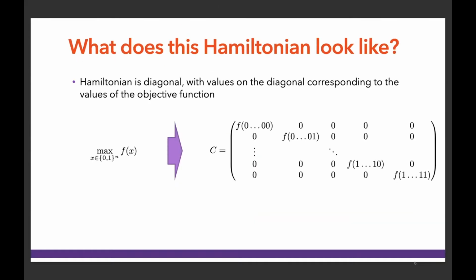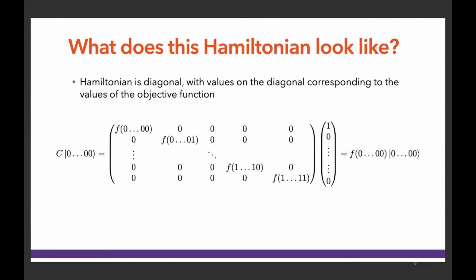Now, what does this Hamiltonian we're trying to prepare look like? First, it's diagonal, so it's a diagonal matrix, and it has on its diagonal values corresponding to the values of the objective function on all binary strings, or in quantum terms, on all computational basis states.